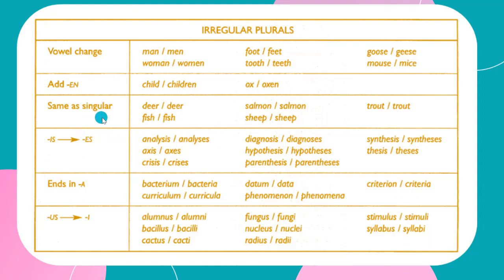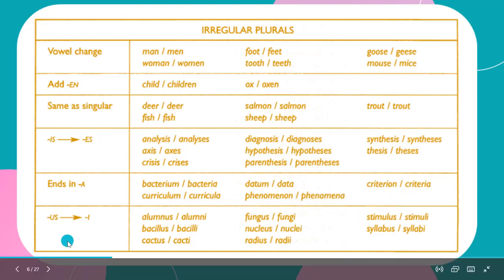Okay, next, semi-singular. So the singular and the plural are the same form: deer, fish, salmon, sheep, and trout. And then the changing of is to es. For example, analysis, and then axis, and then crisis, and then diagnosis, and then hypothesis, and parenthesis, and synthesis, and thesis. And the ends in a: bacterium, bacteria, datum, data, criterion, criteria.